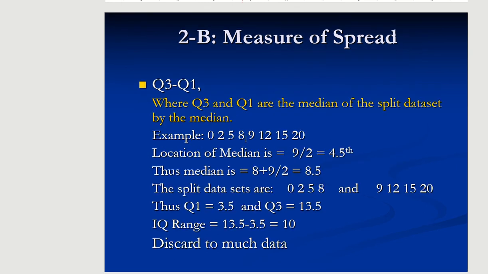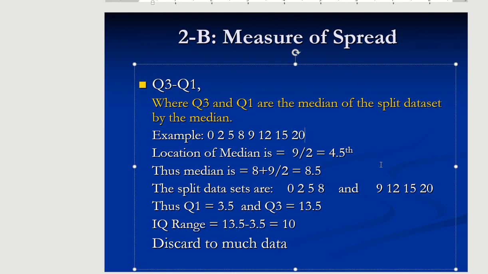So here we're doing an example. I'm giving you the following values: 0, 2, 5, 8, 9, 12, 15, and 20. The good thing about this data is that it's already sorted lowest to highest. The first thing we're going to do is find the median. The median is Q2. So the position of the median is the number of observations plus 1 divided by 2. So I had 1, 2, 3, 4, 5, 6, 7, 8 observations. Plus 1, that's 9, divided by 2. That's 4.5, the position of the median.